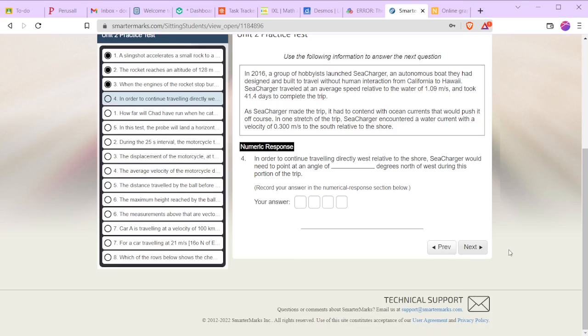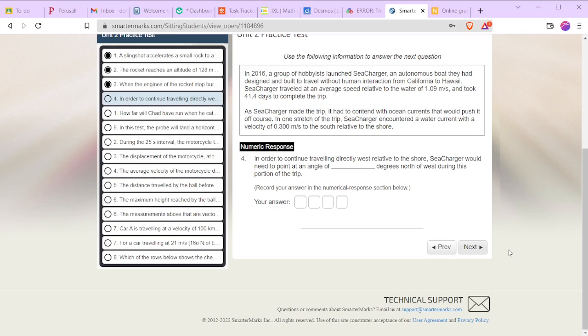Number 4. In 2016, a group of hobbyists launched Sea Charger, an autonomous boat they had designed and built to travel without human interaction from California to Hawaii. Sea Charger traveled at an average speed relative to the water of 1.09 meters per second and took 41.4 days to complete the trip. As Sea Charger made the trip, it had to contend with ocean currents that would push it off course. In one stretch of the trip, Sea Charger encountered a water current with a velocity of 0.300 meters per second to the south relative to the shore.